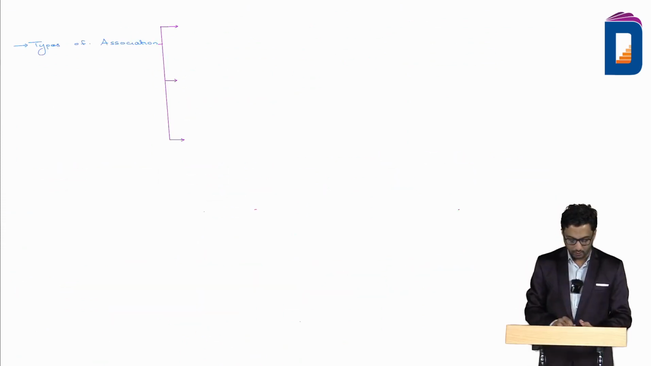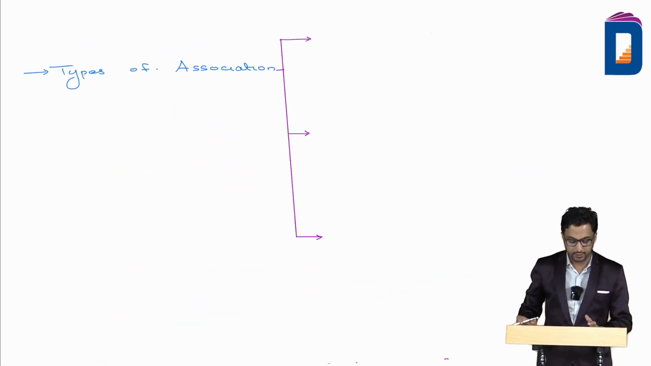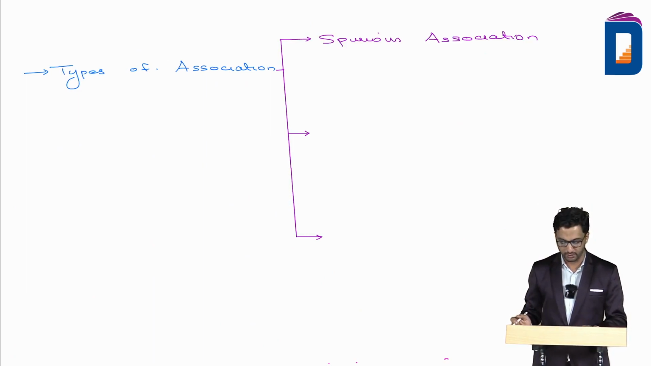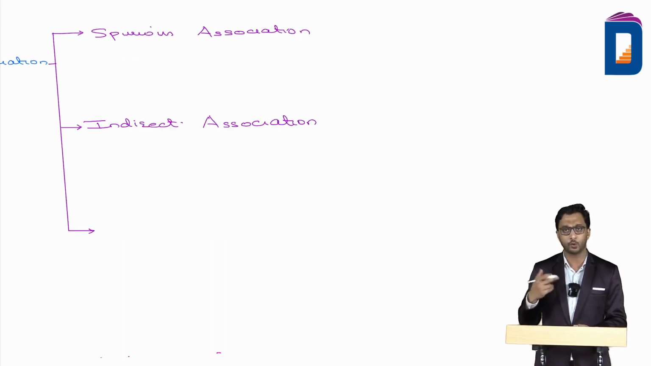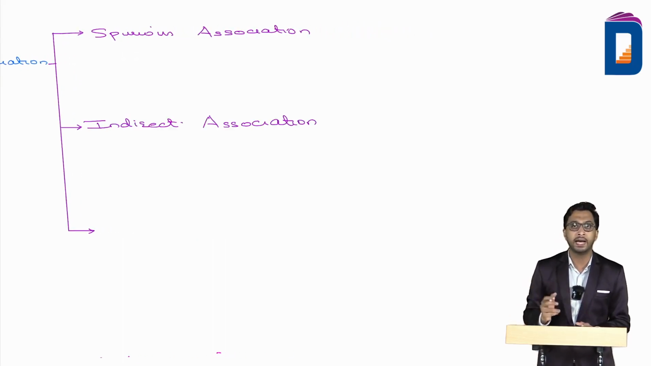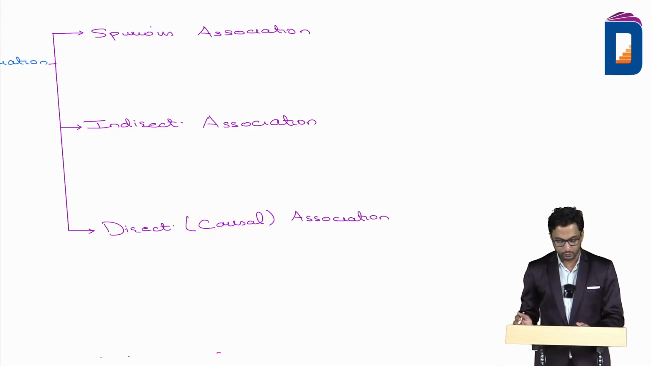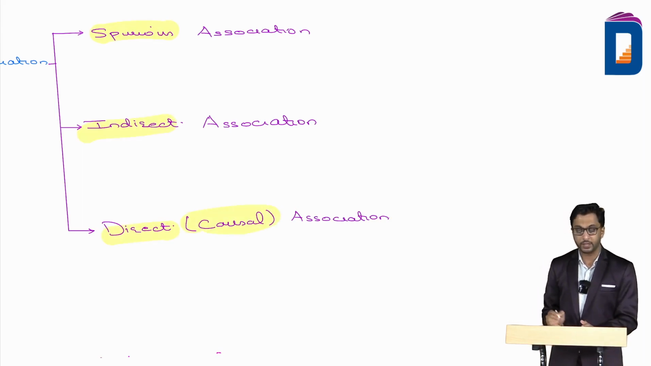Now let us come on to the actual topic of importance today, that is types of association. There are three major types of association. One is spurious association, I'll come to them one by one. Then there is an indirect association, and there is a direct or causal association. So the three are spurious, indirect, and direct. Direct is also known as causal.